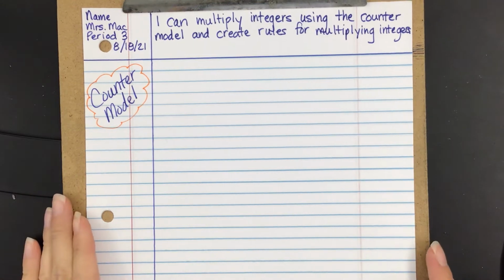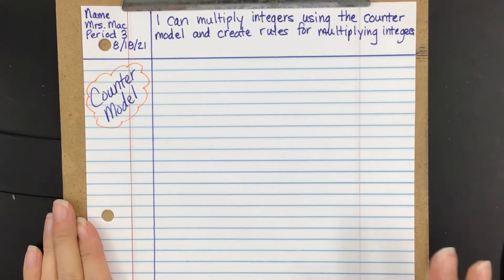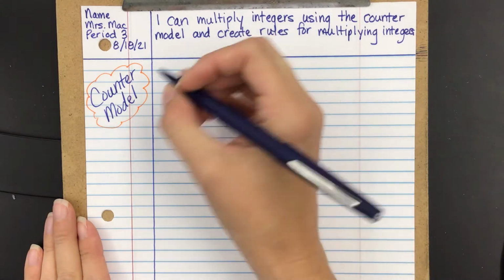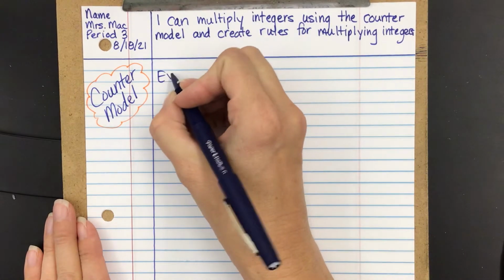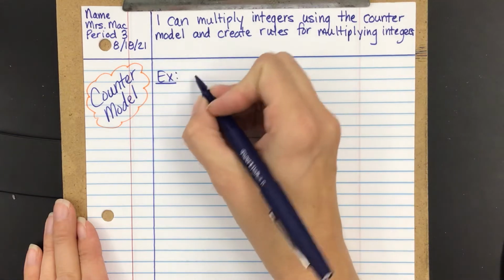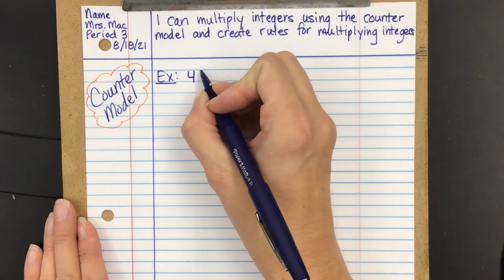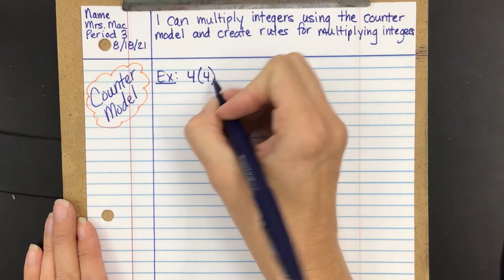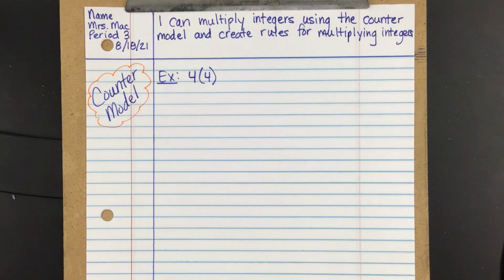All right, so let's take a look at our, I call it the kindergarten example, but I don't think you actually learned this until like 3rd grade. But we're just going to do 2 positives. So I'm going to do 4 times 4. Okay. Well, the way we read multiplication is we read this as 4 groups of 4.